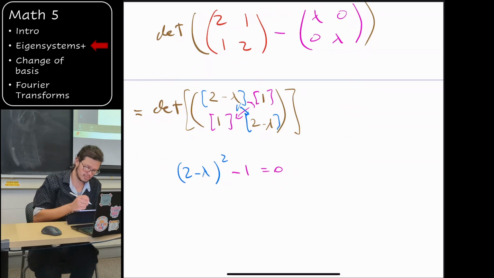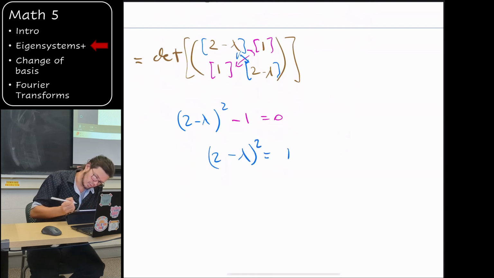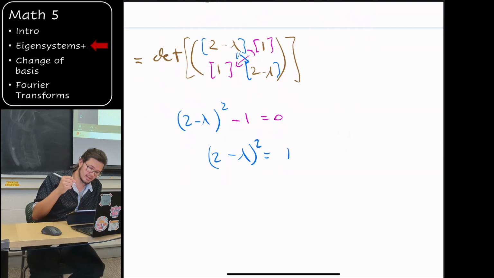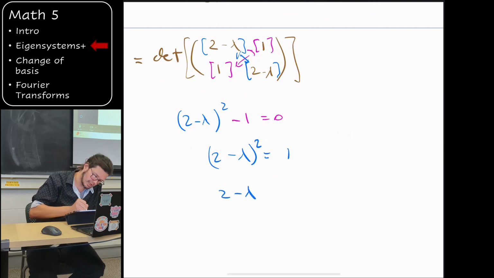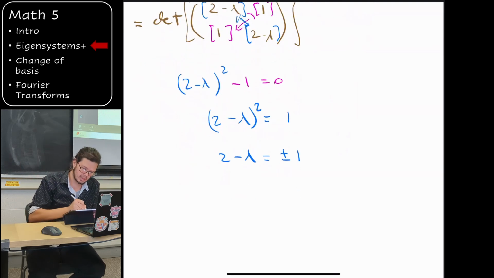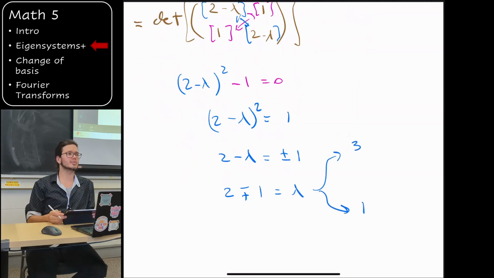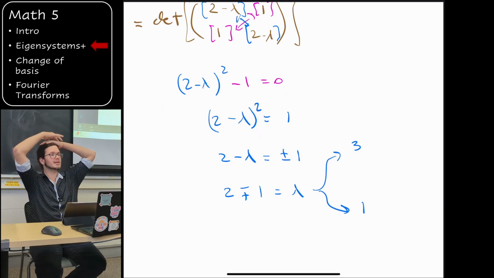So now we have to solve it. So 2 minus lambda squared is equal to 1. I take the square root, and I need to remind myself to take the plus minus. So this is 2 minus lambda is equal to plus minus 1, because the square could have collapsed that information. Then 2 minus plus 1 is equal to lambda. And from here, I get that lambda is either 3 or 1. These are the two possible solutions to this equation. Yep. Are we done? Do I now have an entire intuition on what the matrix is doing to the plane? Or what am I missing?